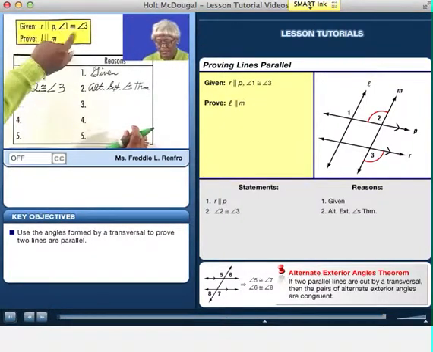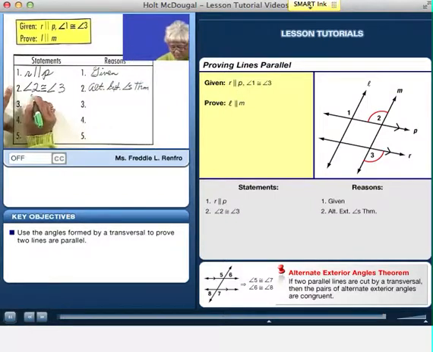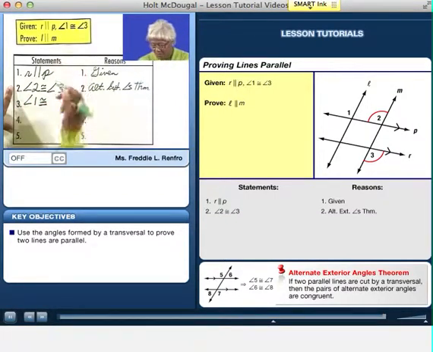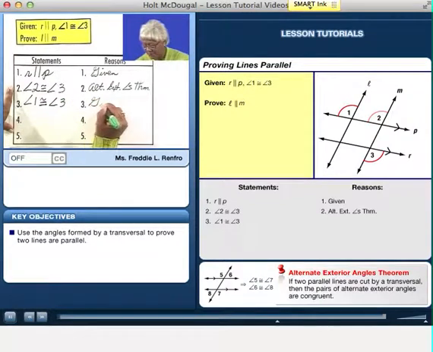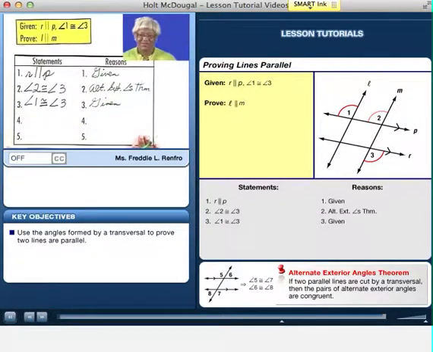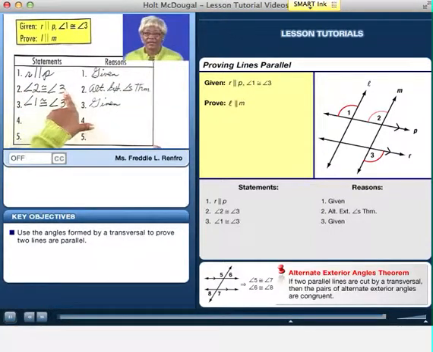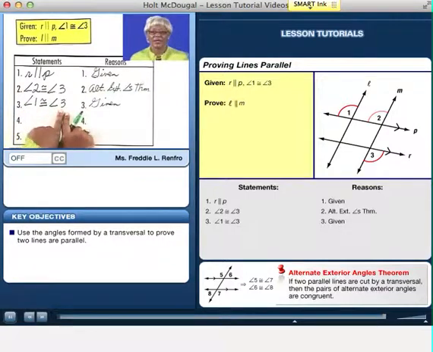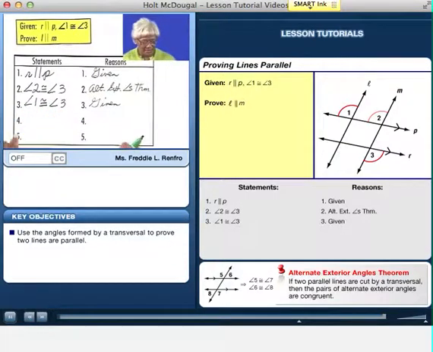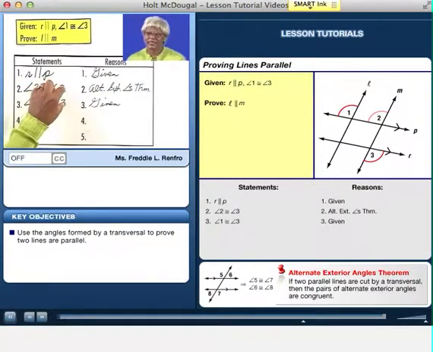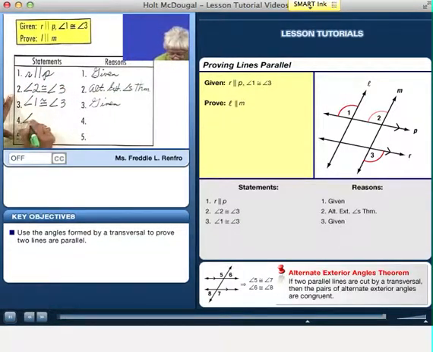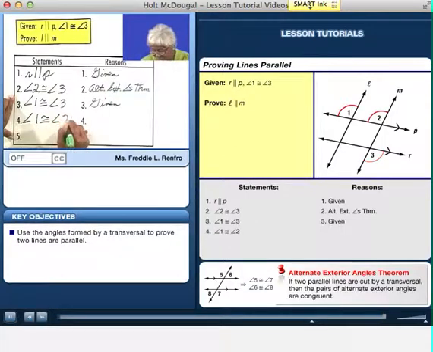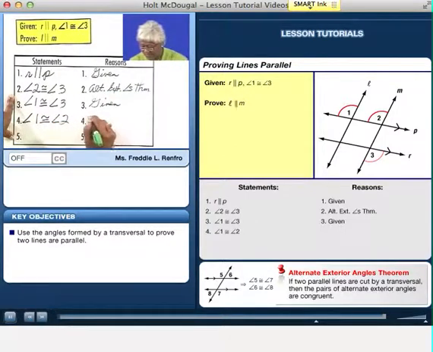Okay? All right, let's go back here. I use this given. We're also given that angle 1 is congruent to angle 3. That was given. You see anything? I see something. Look at this. You have 2 congruent to 3. You have angle 1 congruent to 3. What can you say from that? Well, if you have 2 angles congruent to the same angle, angle 1 is congruent to angle 2. And the reason? Transitive property of congruency.